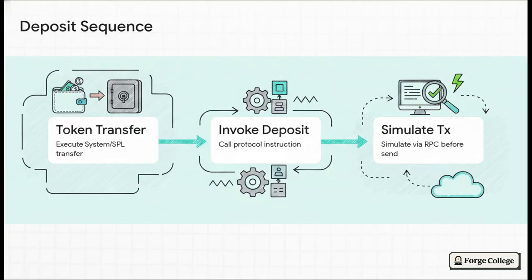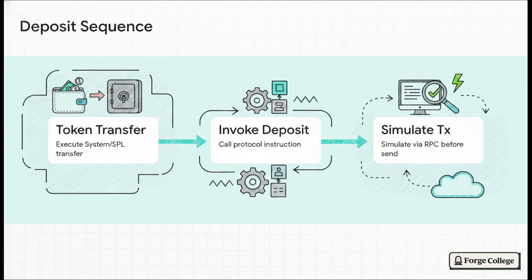All right, step 3, executing the deposit. It's time to pull the first lever in our lab and crack open our deposit script. Now, the crucial programmatic sequence here happens in 3 exact steps. Step 1, we execute a system or SPL token transfer, basically moving our fake wealth from our wallet over to the protocol's vault. Step 2, we invoke the protocol's deposit instruction.